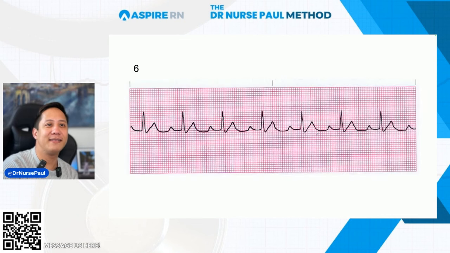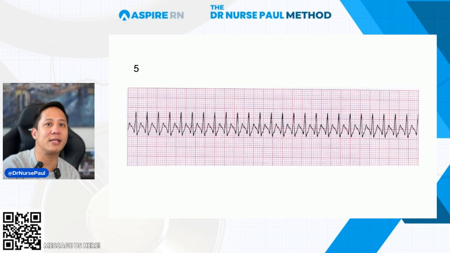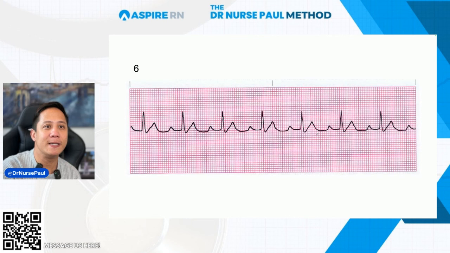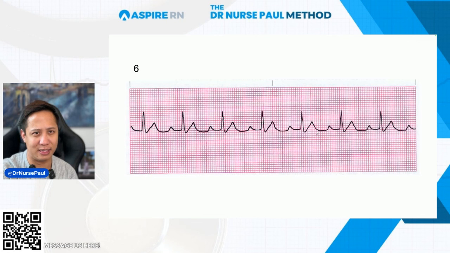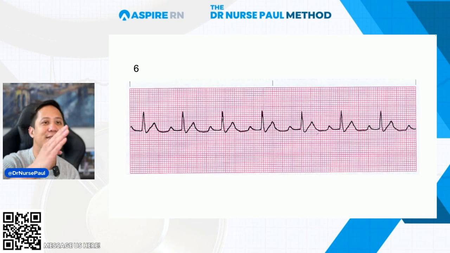All right, I think I'm tired. Number six. Number six, are we done with five? Yes. Number six is a first-degree AV block. First-degree AV block, right? You see the PR is prolonged. It's like seven or eight boxes, right? And it's constant. It's just constantly prolonged. First degree AV block.